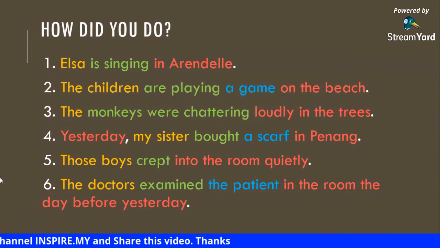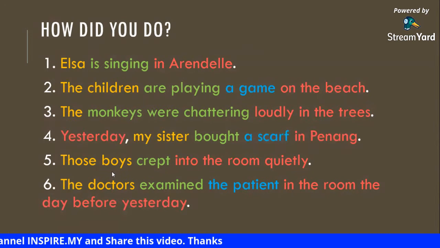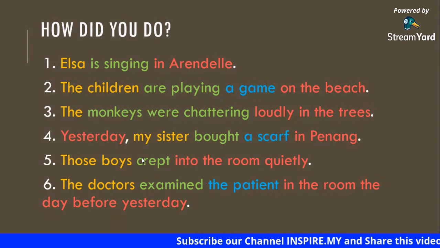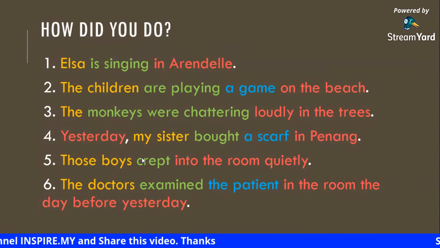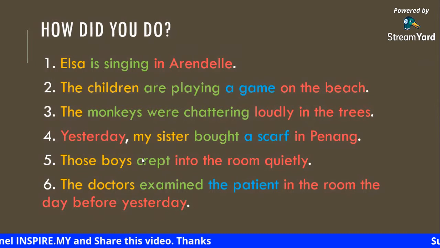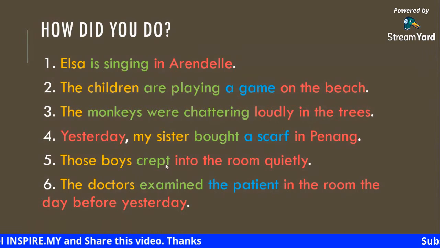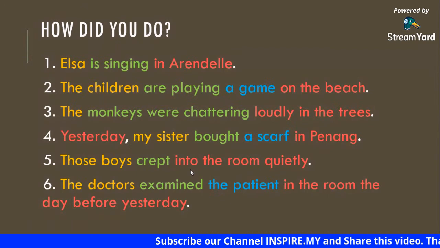Those boys crept into the room quietly. Those boys are your subject. Crept is your verb. Crept means that you slowly go in without making any noise. Crept is the past tense. The present tense or the base form is creep, C-R-E-E-P. Into the room quietly. And this has two adverbs. Into the room is your adverbial of place, and quietly is your adverbial of manner. You can also write this sentence as those boys crept quietly into the room. It is also acceptable. Right, next.